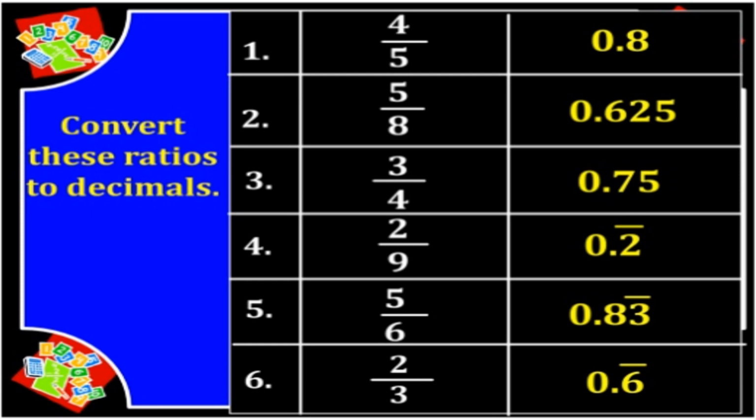Number 5, 5 divided by 6 or 5 over 6 is equivalent to 0.83. But the 3 has a bar, meaning 0.83333 until the end, the 3 just keeps repeating, okay? Number 6, 2 divided by 3 is equal to 0.6. But it has a bar, meaning the 6 also repeats. So it becomes 0.66666. Okay, that's it. So those are repeating numbers. Okay, so are you familiar now on how to read and how to make a fractional form into a decimal number?